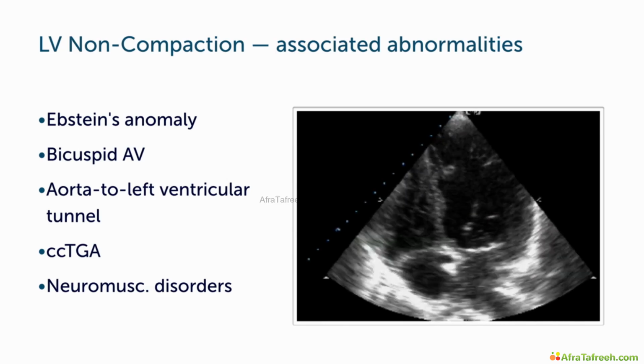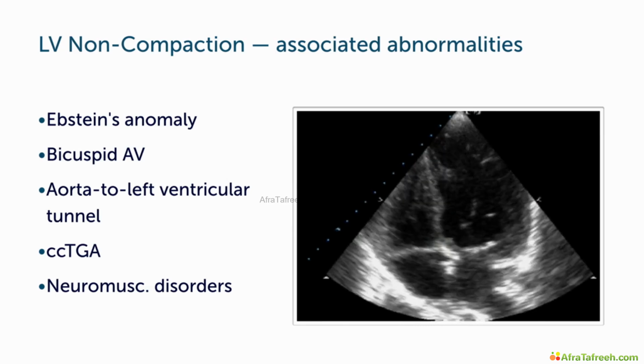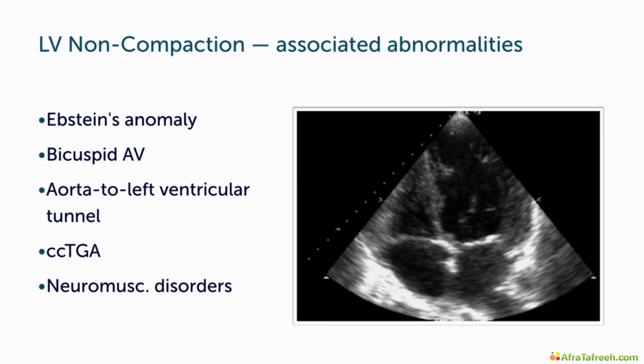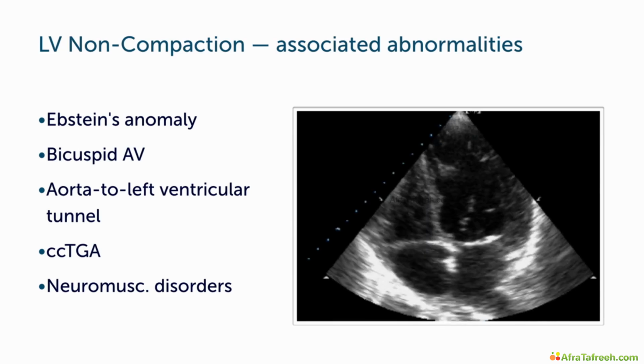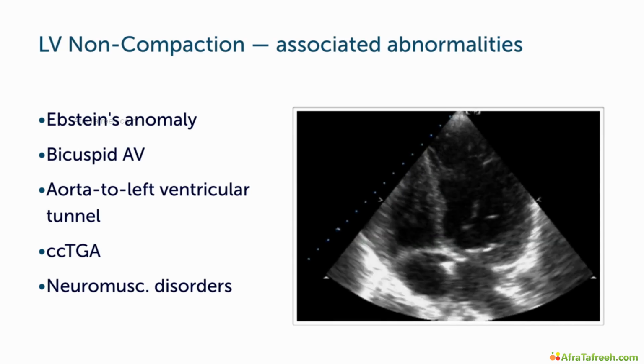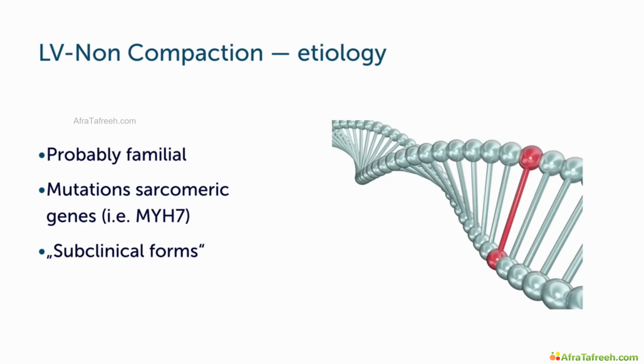Now, the non-compaction syndrome can sometimes be associated with other abnormalities, such as Ebstein's anomaly, bicuspid valves, aorto-left ventricular tunnel, congenitally corrected transposition of the great arteries, and neuromuscular disorders. What is the etiology? We think it's a genetic disease, which is probably familial in many instances, but you can have spontaneous mutations so that you only have one individual in a family that has the disease and not the parents, for example. And we also know that there are a number of patients who have subclinical forms.